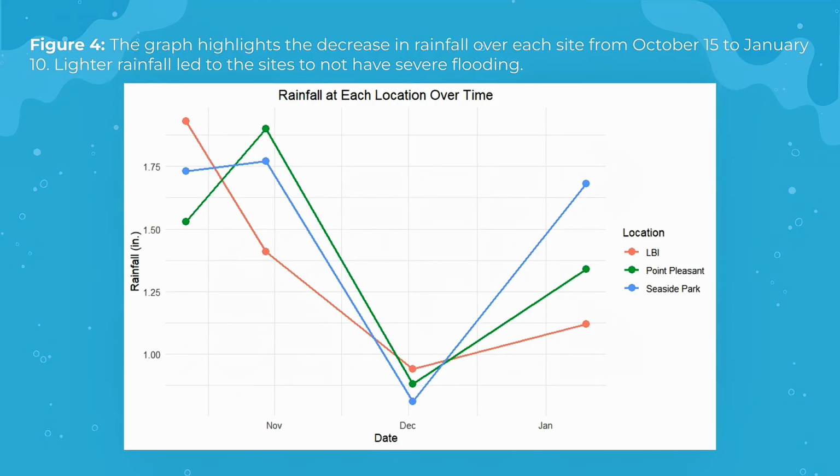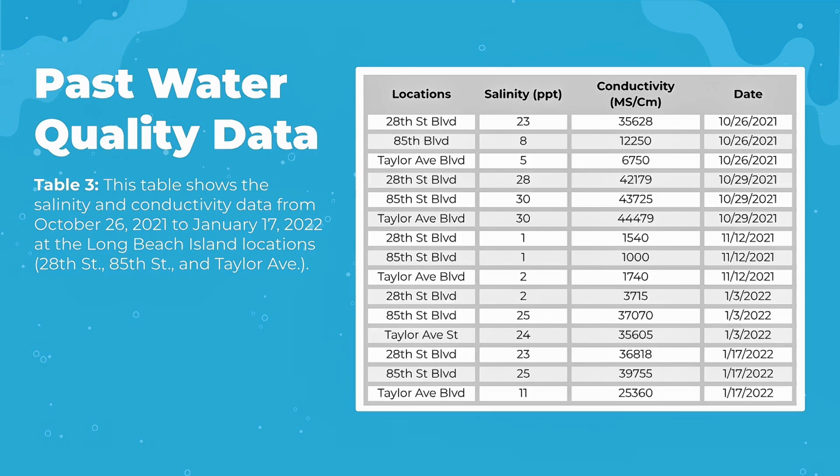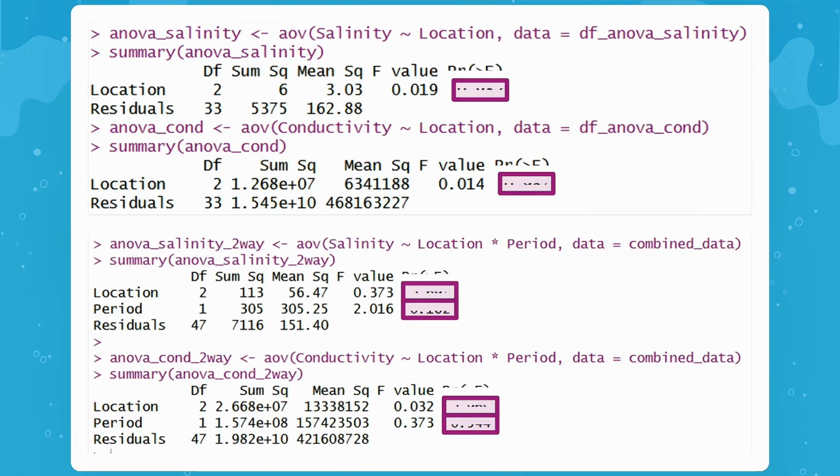the sites. Additionally, for this project, we compared our data to the data collected in LBI from a past MATE student. The historic data has an average salinity of 15.9 parts per thousand and an average conductivity of 24,507 microsiemens. To see if these changes were tied into specific towns or shifted over the years, we ran a series of ANOVA tests. The first series of one-way ANOVA tests were to test for differences in salinity and conductivity between Seaside Park, Point Pleasant, and LBI.